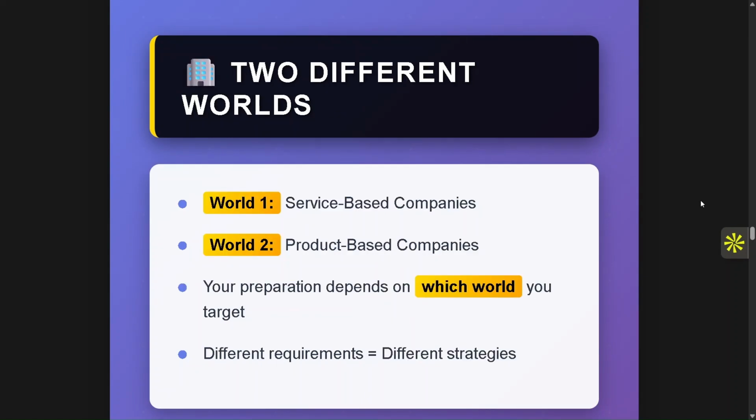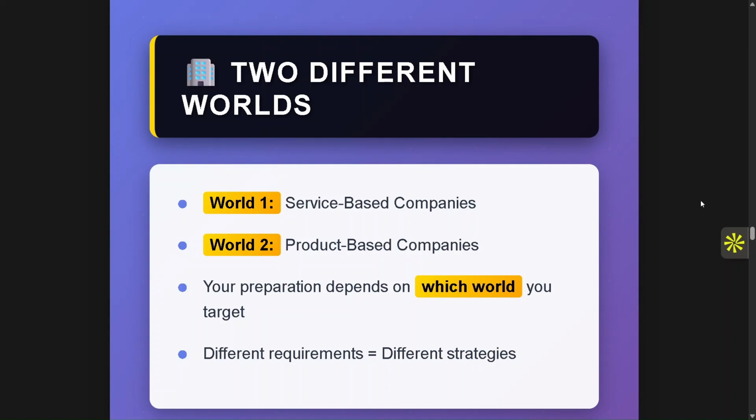Now, the final section, and probably the most important one: how much DSA is actually needed. This question keeps everyone confused, so let me give you complete clarity. There are two different worlds in the job market: service-based companies and product-based companies. And your DSA preparation depends on which world you are targeting.